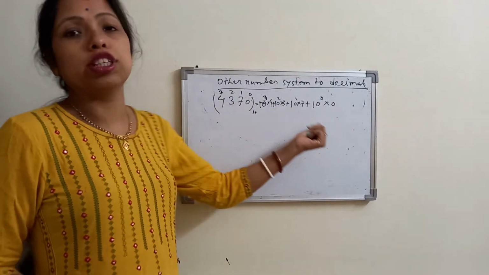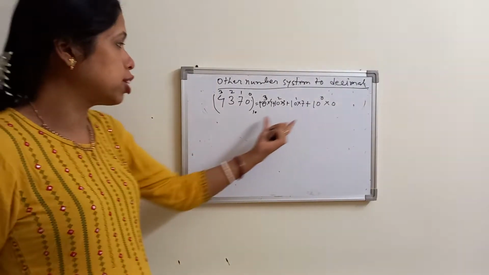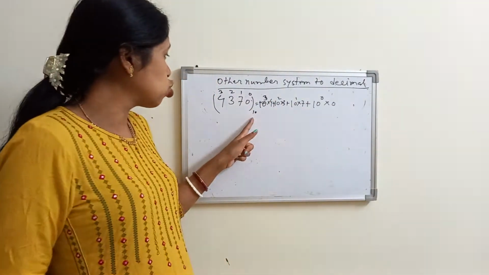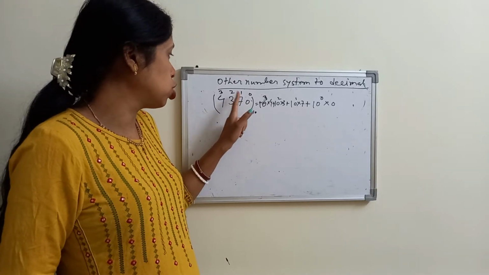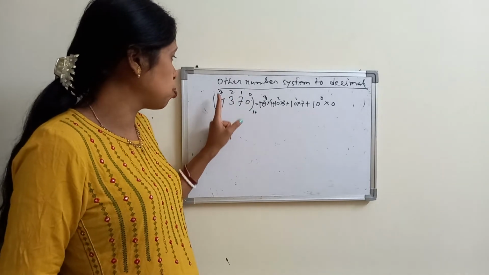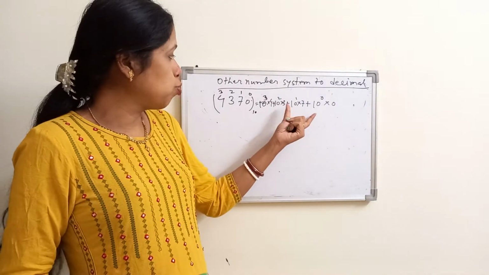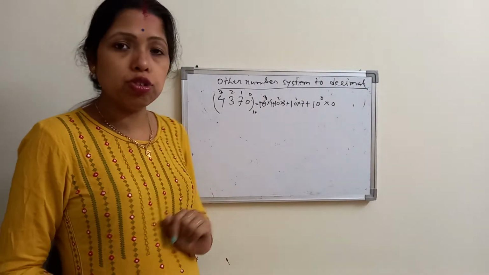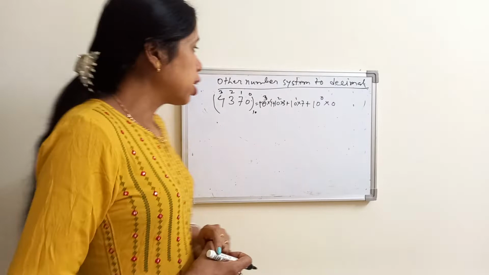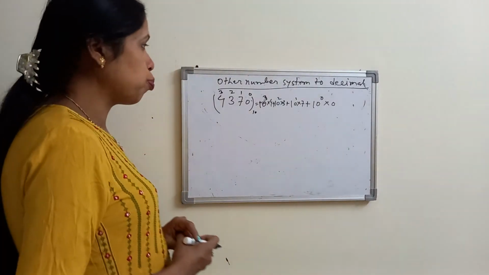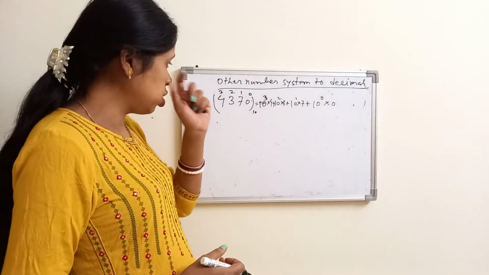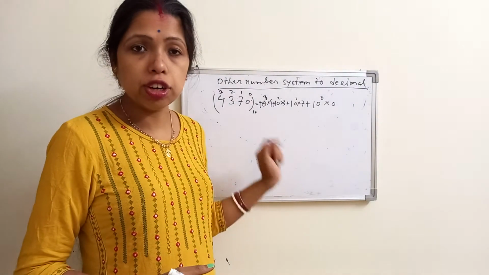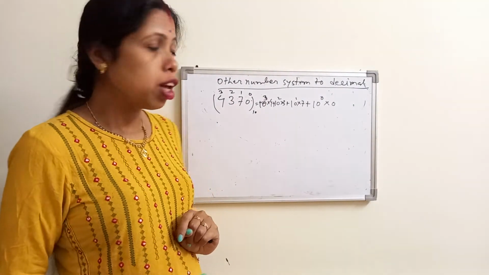This is the decimal to decimal conversion, the decimal to decimal representation. So base to the power position into coefficient, plus base to the power position into coefficient, plus base to the power position into coefficient. If you calculate these, you will get the same number. Okay, now coming to the point: how can you convert a binary number to a decimal number?